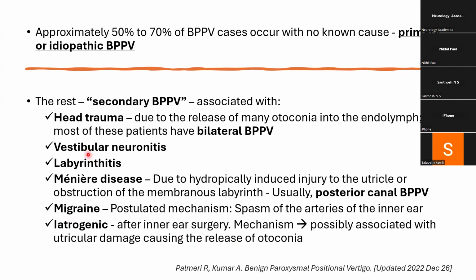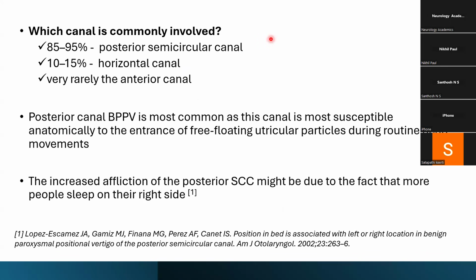Some other conditions are vestibular neuronitis and labyrinthitis, and also Meniere's disease, which is notorious for causing posterior canal BPPV. Migraine has also been associated with BPPV, and the mechanism that they propose is spasm of the arteries of the inner ear. So migraine can actually coexist with BPPV.